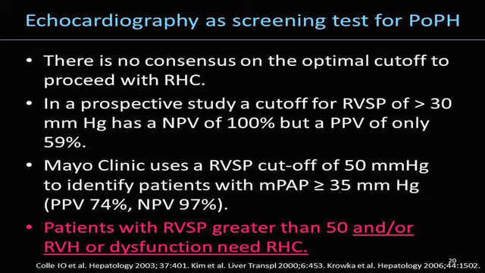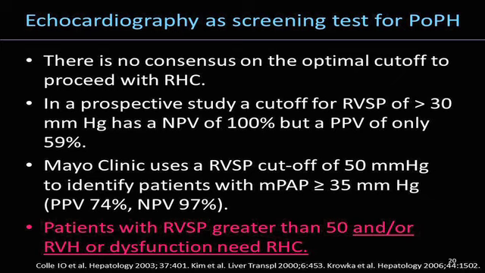But then lots of these patients will have to go to right heart catheterization to confirm the diagnosis, because the positive predictive value is only 59%. So Mayo Clinic, for example, uses a cutoff of 50, and with that, the negative predictive value doesn't decrease that much, to 97%, and the positive predictive value increases now to 74. Here in the clinic, we use a cutoff of 45. There is a recent paper using a cutoff of 38, because they say with 38, you don't miss any patient with porto-pulmonary hypertension, although the positive predictive value is clearly lower than 74.